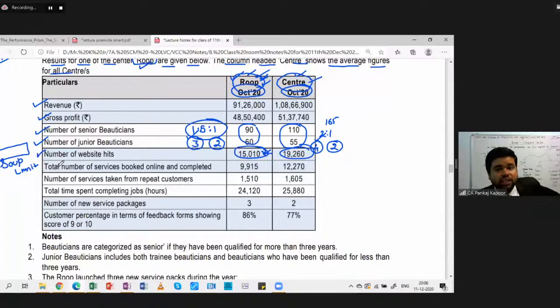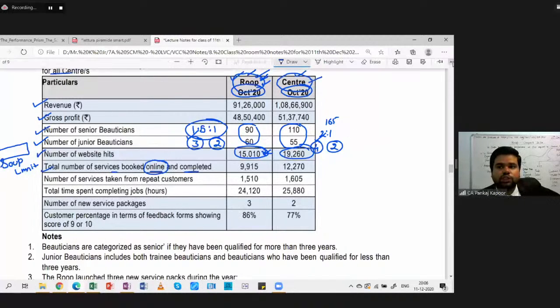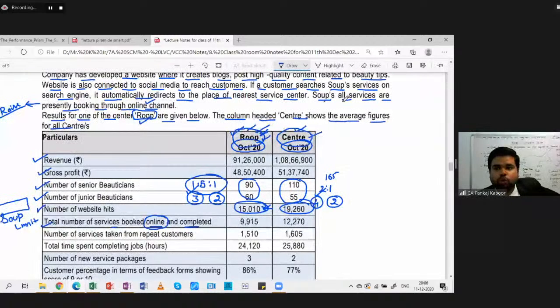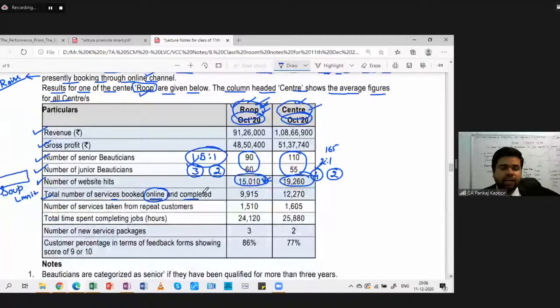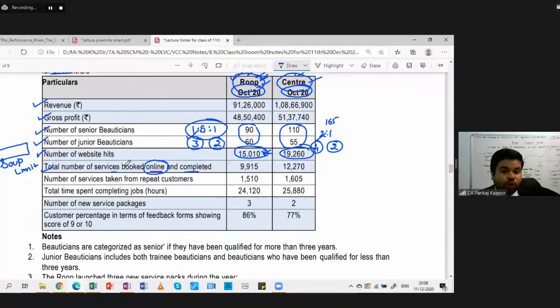Further, the total number of the services booked online and completed. Here, to confuse you, the word online is written, because all the services are accepted online now. It is mentioned in the question. Read it from here: the Soups, all services are presently booked through online. When you read here, you may get confused that he is talking about only those services which are booked online, not those which are booked offline. So there is no concept of offline and online now.